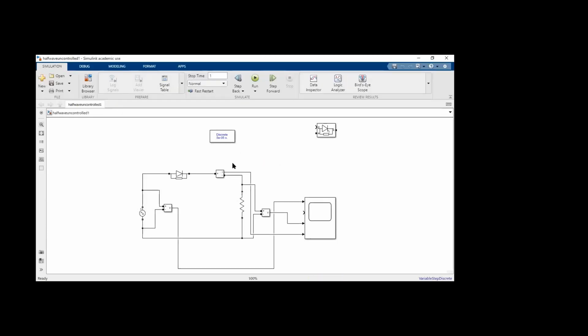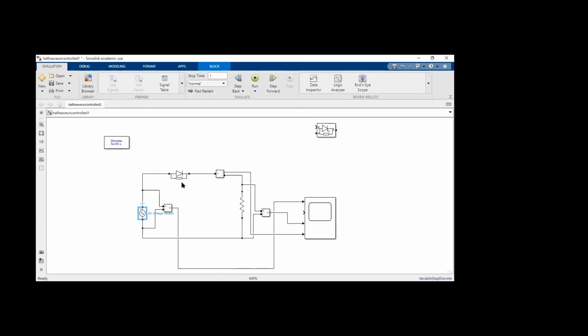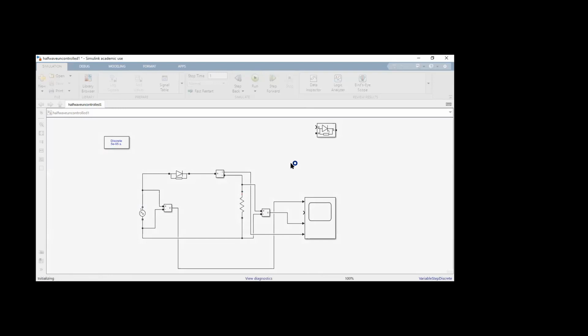So now you see. What I have considered: there is a power GUI block, which is mandatory. You need to keep it at 50e-6. So the graphical user interface is that. Now there is a voltage source, a diode, and a resistor. Now I'm running the model. I'll show you the results, how it will come.